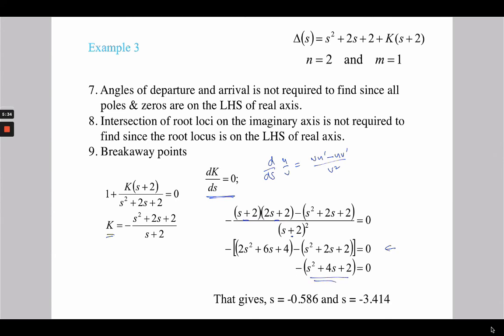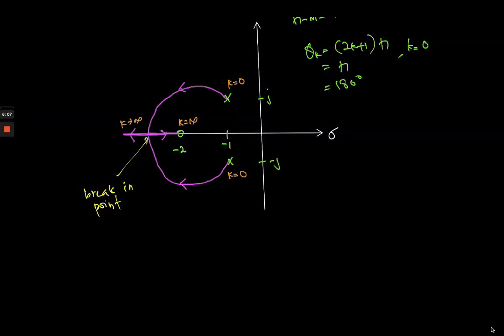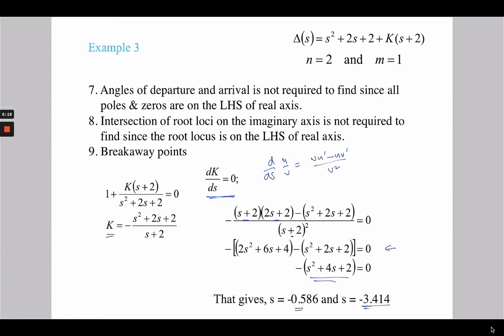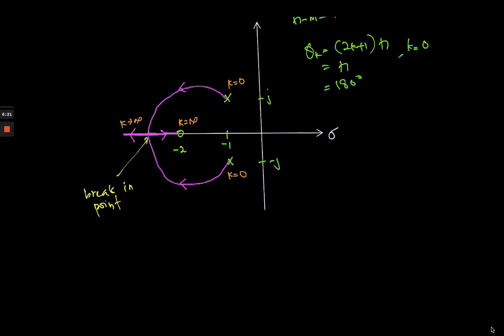We solve this equation, simplify, and finally come to the quadratic term: negative s squared plus 4s plus 2 equals 0. The roots of this quadratic polynomial are s equals negative 0.586 and s equals negative 3.414. We need to look at our drawing to see which is a valid break-in point. We have only one break-in point, which should be past negative 2. So in this case, we consider negative 3.414.